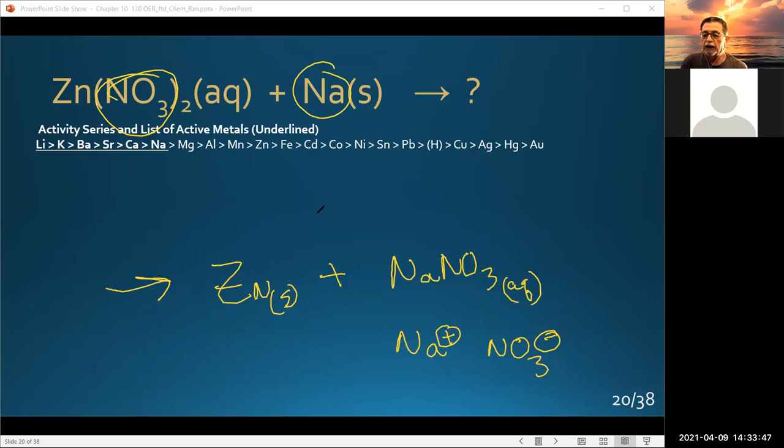All I've got to do now is balance. In this scenario, follow the polyatomic ions. I have two nitrates, so put a 2 right there. That kicks up my sodium, so put a 2 right there in front of sodium. I've balanced my sodiums. My zinc is okay, balanced at one of each. I have 2 nitrates on both sides and 2 sodiums on both sides. I've got a balanced chemical equation.